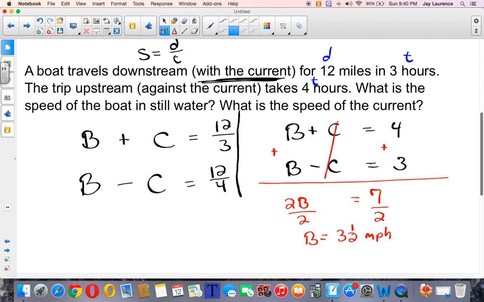That's a pretty slow moving boat. Yeah, I gotta admit, that's pretty slow. Now to figure out the current speed, I could take 3.5 plus c equals 4. I think most of you could tell me right off the bat that c is going to be 1/2 mile per hour. And there's your current speed.